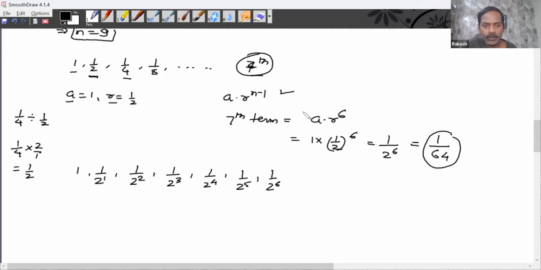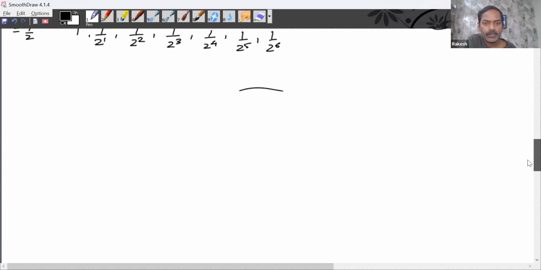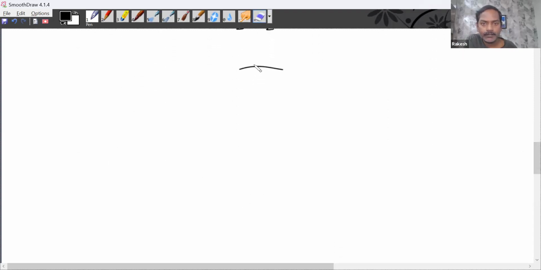So either we can use the formula or we can extend this logic. Using the formula is recommended, even though this is a simpler example, so you can write both things. At times the questions or the terms are a bit complicated, so always use the formula. But for using the formula, you should be very clear what the first term is and what the common ratio is. Then only you should apply this formula, right? Okay. So this is the formula for finding the nth term.